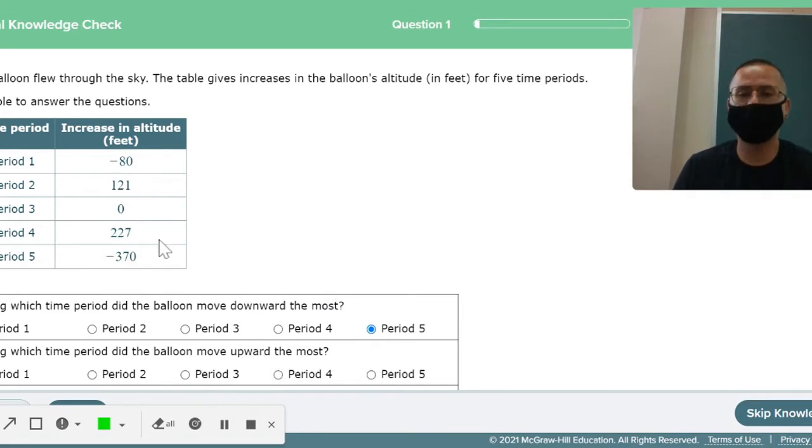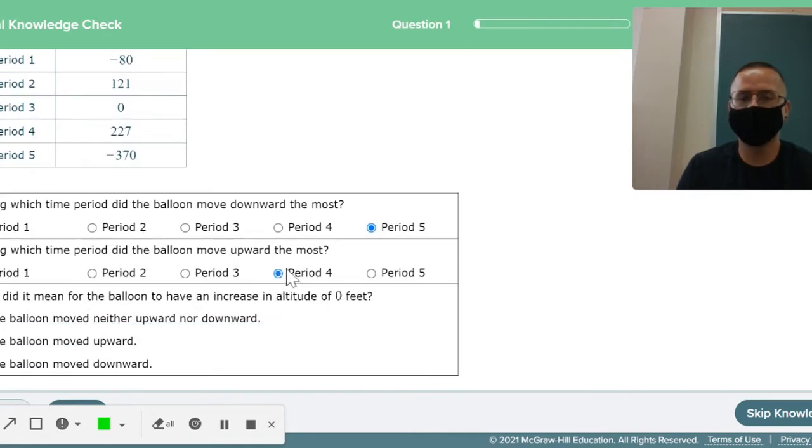Which period did it move up the most? It's going to be between period 1 and 2 and 3 and 4. Is 227 greater than this? Negative 80 to 121 would be 201. This is 227, so period 4.